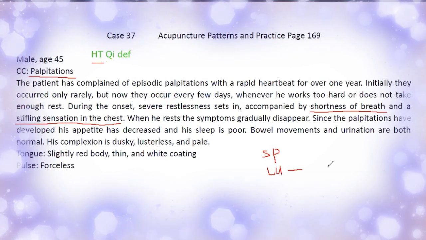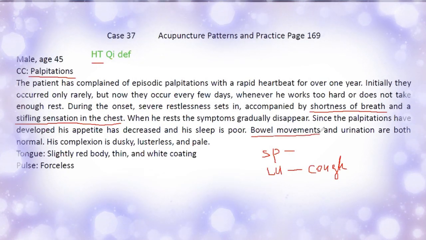So we need other key symptoms for the lung, like cough, or maybe cough with phlegm. And for spleen qi deficiency, we're looking for poor appetite and for the bowel movement. But they say bowel movement is normal, so it still doesn't particularly go to spleen qi deficiency. The main symptoms go to the heart.